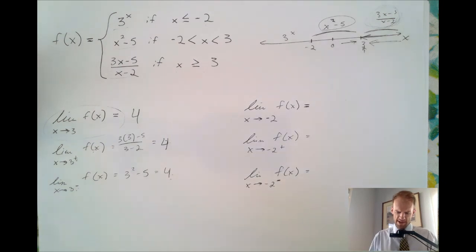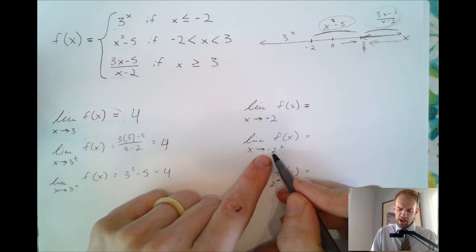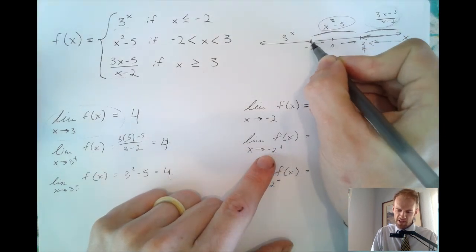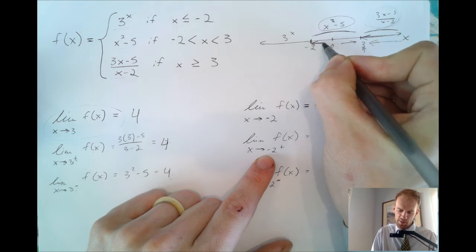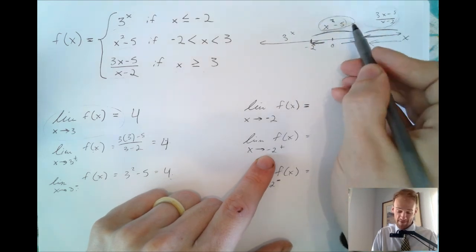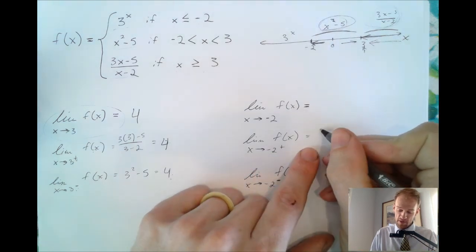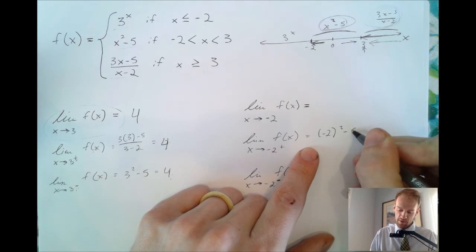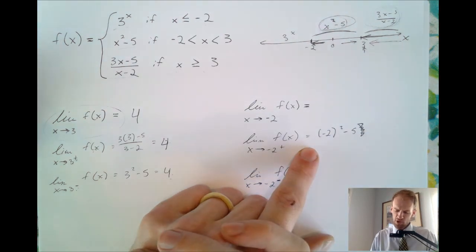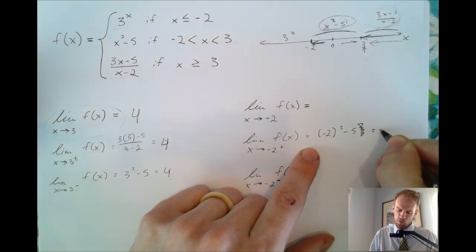All right. As x approaches negative 2 from the positive side, there's negative 2. I approach negative 2 from the positive side, which means I need to substitute my x value into this function, right? Numbers greater than negative 2, that's going to be x squared minus 5. So I need to substitute negative 2 into it. Negative 2 squared minus 5, negative 2 squared is 4. 4 minus 5, that's going to be negative 1.